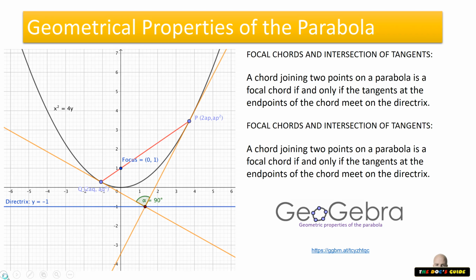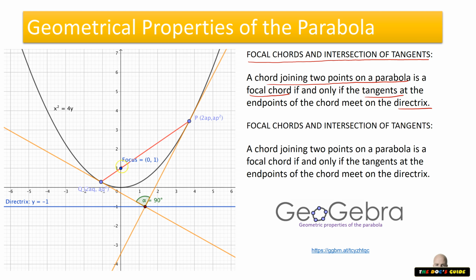Hello mathematicians, we're now going to have a look at what are called the geometrical properties of the parabola. Now this first one you've come across already, and that is about focal chords and intersection of tangents. A chord that joins 2 points on a parabola is a focal chord if and only if the tangents at the endpoints of the chord meet on the directrix. So we've come across that fact before.